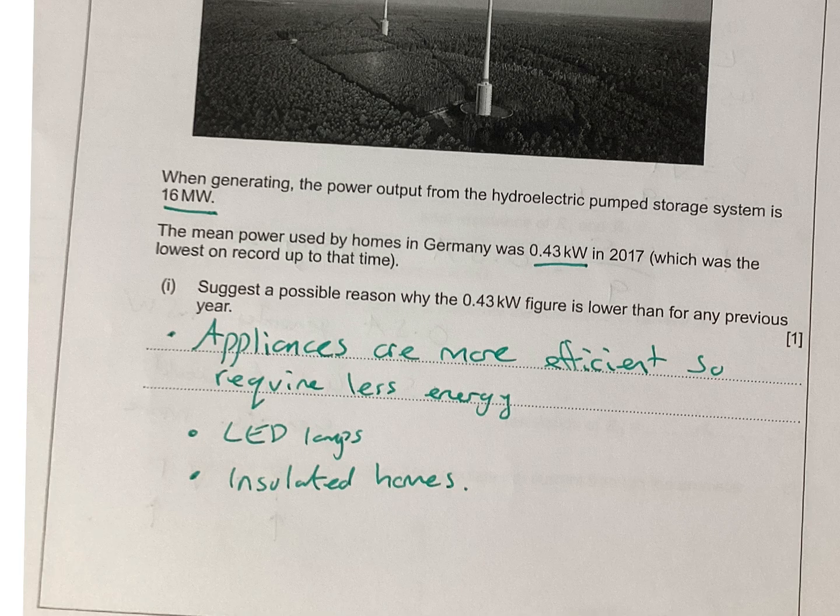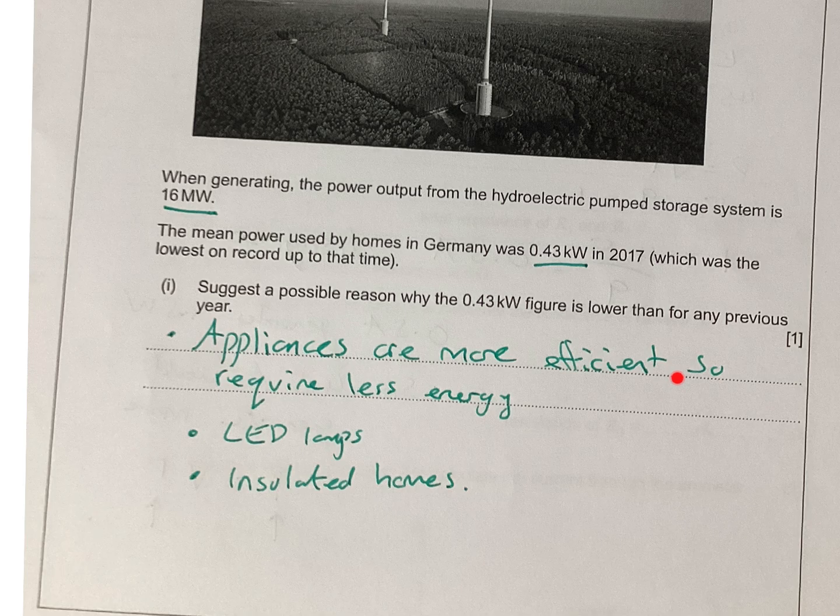Okay, I remember this one now. This one, you've really got to look for this value by here, especially for the next question. So that is hydroelectric, which can do 16 megawatts. But the mean, so each house used 0.45 kilowatts in 2017. It's just a possible reason why it's only this figure and lower than previous years.